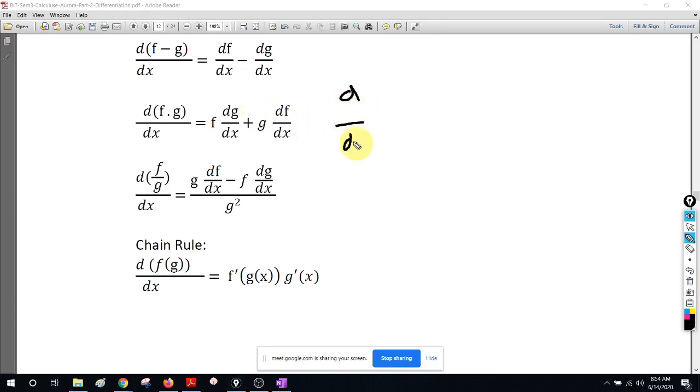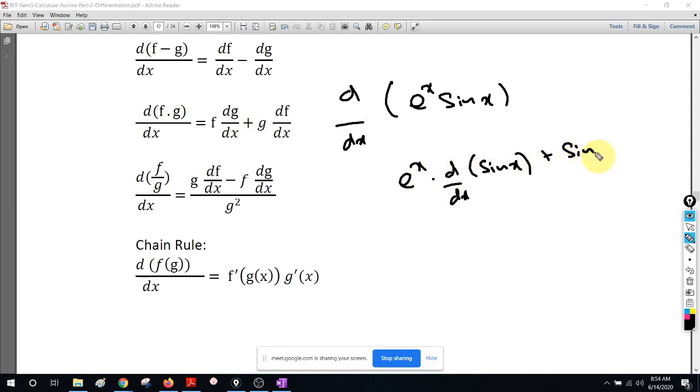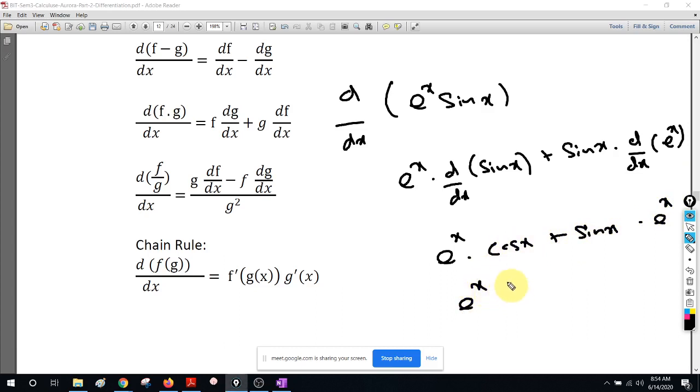But if you get something else, let's take another example: d by dx of e^x sin x. Now it's a multiplication. So how do we do the multiplication? First into derivative of second plus second into derivative of first. e^x d by dx sin x plus sin x d by dx e^x. We know the derivative of sin x is cos x, and sin x times the derivative of e^x is e^x. If you want, you can just factor e^x out. You have sin x plus cos x. That is your final answer.